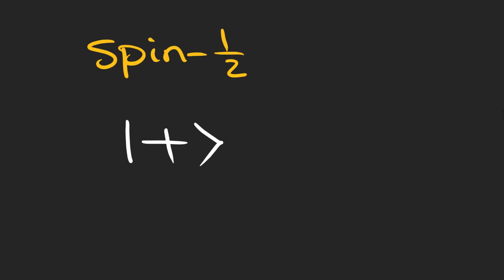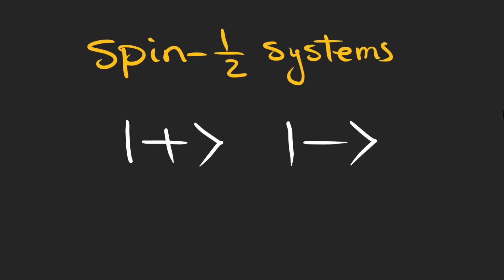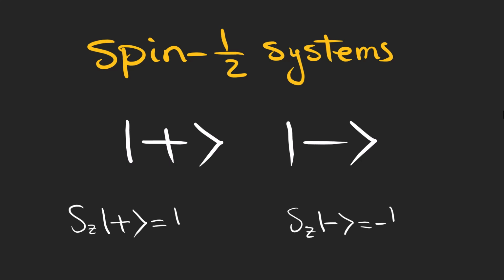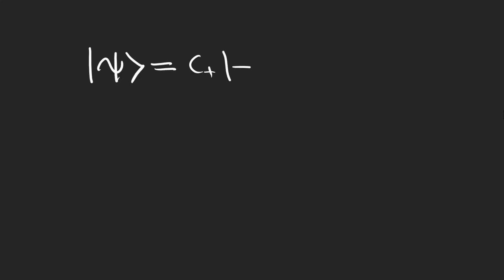For spin-half systems, we can use these two kets to span the whole two-dimensional Hilbert space and describe the system. These kets are the eigenstates of the z component of the spin angular momentum operator with eigenvalues of h bar half and minus h bar half. We can use these two eigenkets to span any other state of the system as a linear combination of them with coefficients shown by C plus and C minus.